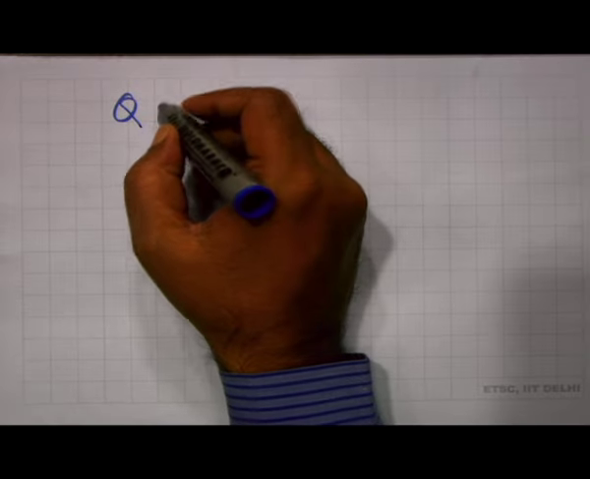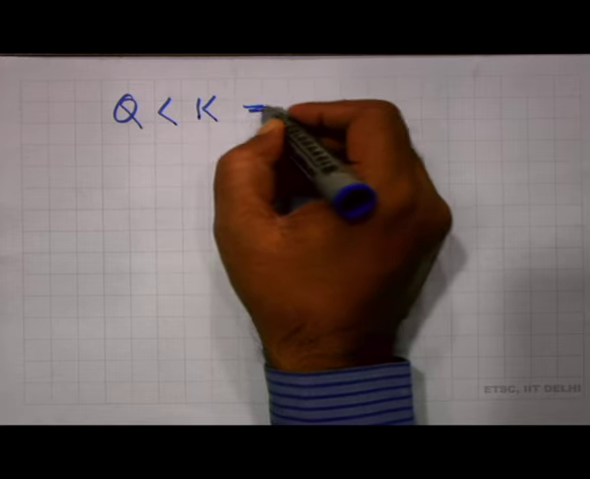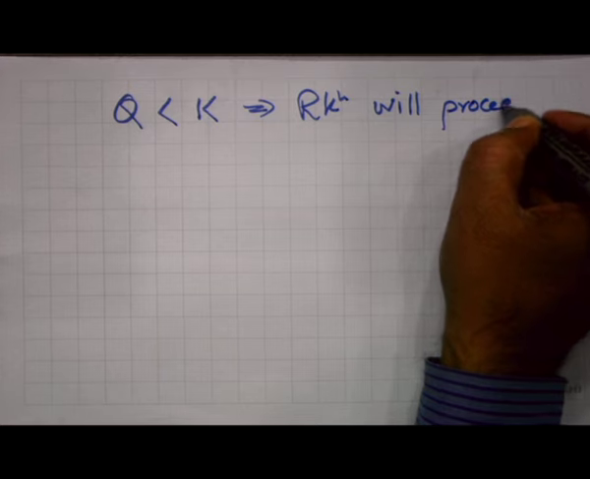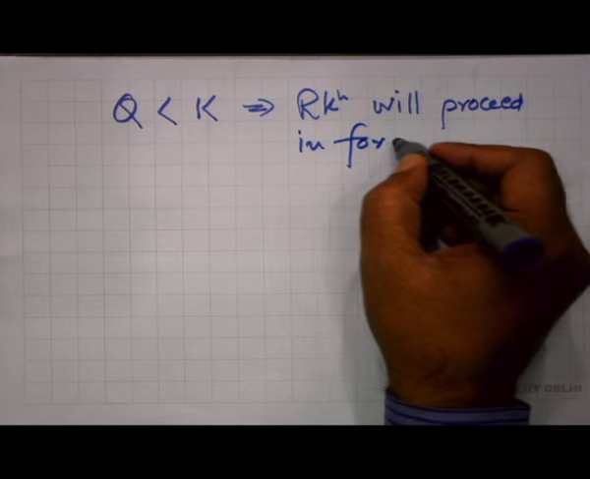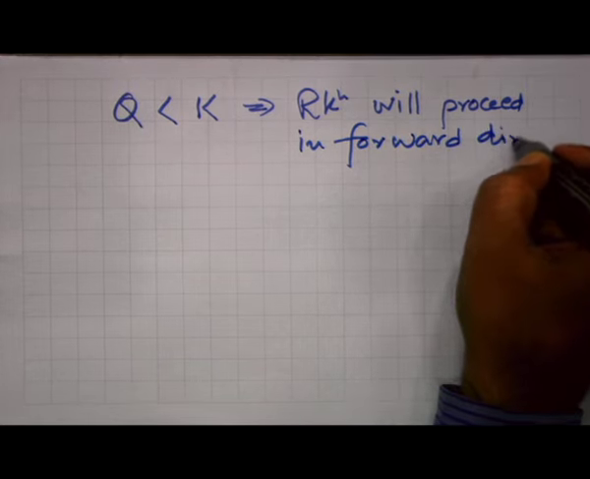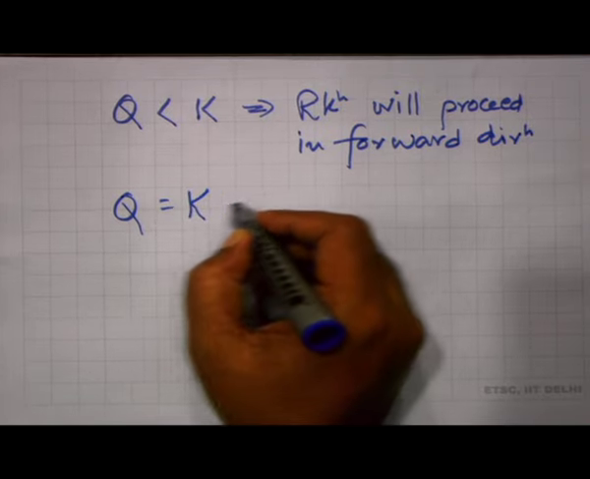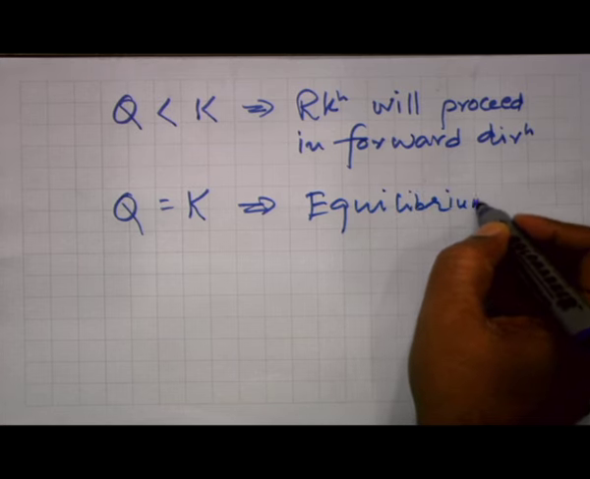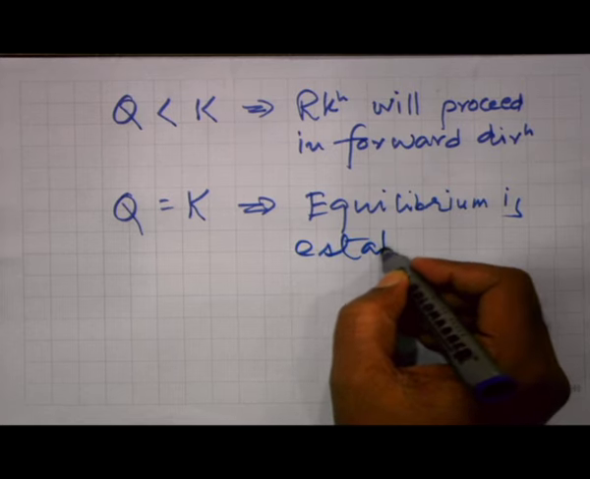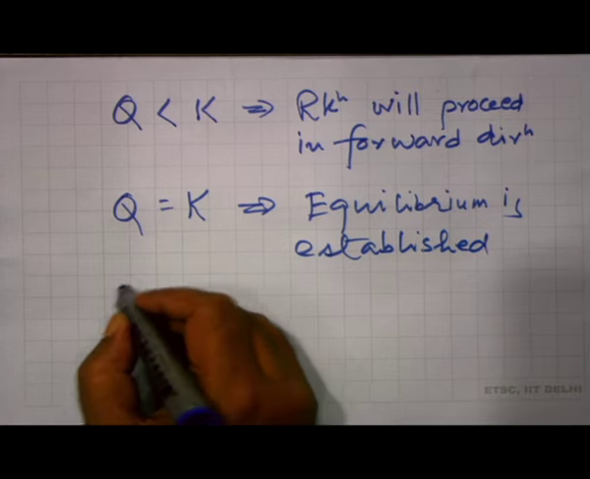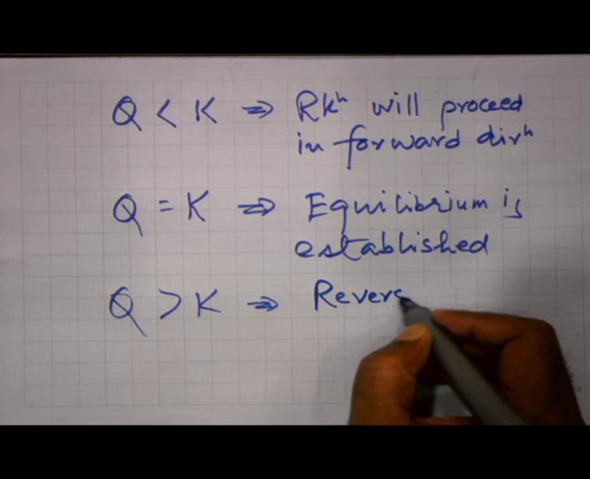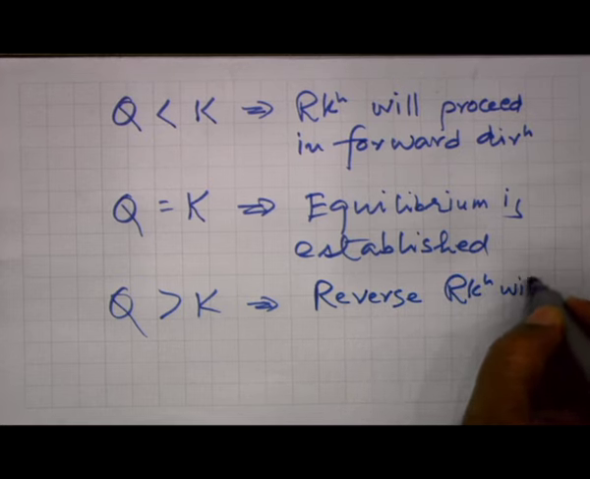So, we have three different conditions. One is Q less than K, then the reaction will proceed in the forward direction. Q equal to K, then equilibrium is established. And Q greater than K implies a reverse reaction will take place.